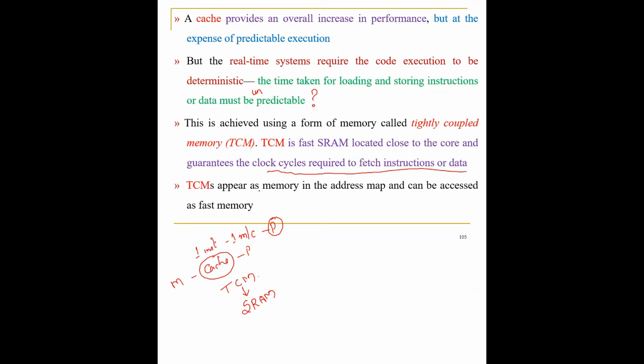TCM appears as memory in the address map and can be accessed as fast memory, which means that the address of the memory location of this TCM will be present in the address map. So you can directly go to this address map and get the address of the tightly coupled memory and find out where the instruction is placed in the TCM. And once the data or instruction has been obtained, that can be given to the processor for further processing. So this is one of the ways in which you can speed up the processor, or increase the efficiency of the processor. That is the first method.